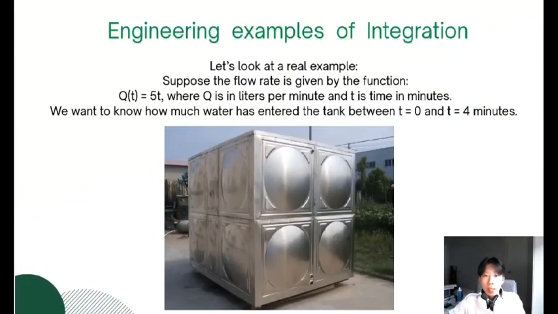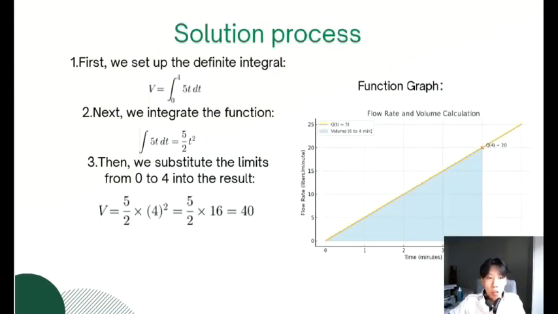Suppose the flow rate is given by the function Q(t) equals 5t, where Q is in liters per minute and t is time in minutes. We want to know how much water has entered the tank between t equals 0 and t equals 4 minutes. Here's the solution.